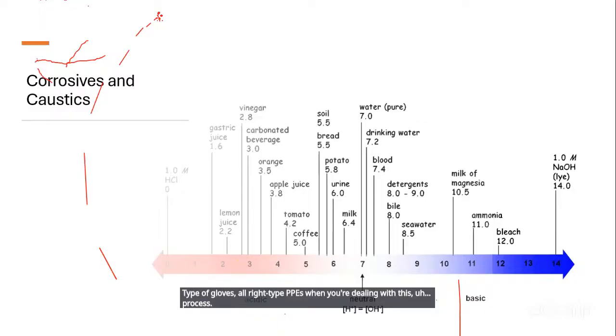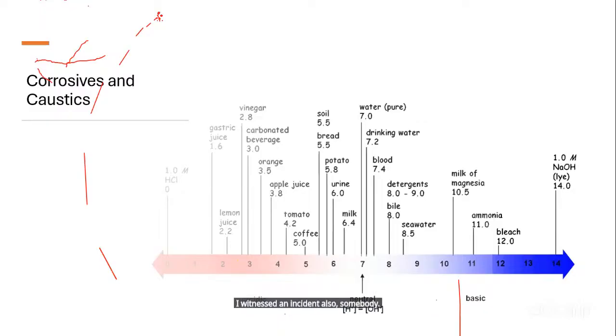I witnessed an incident also. Somebody bought sulfuric acid, 100 Kibrit, for his farm.